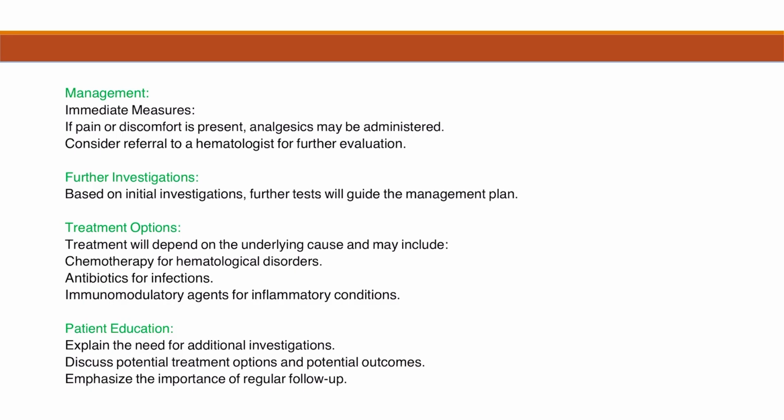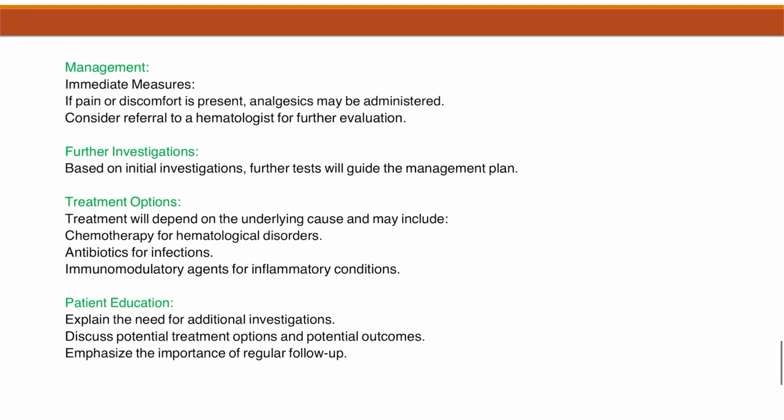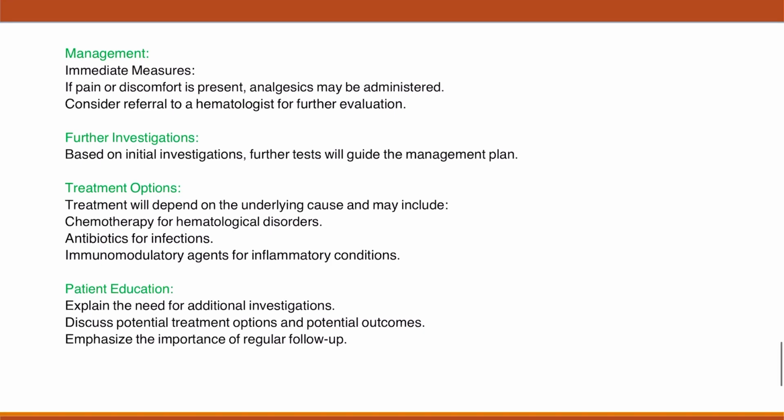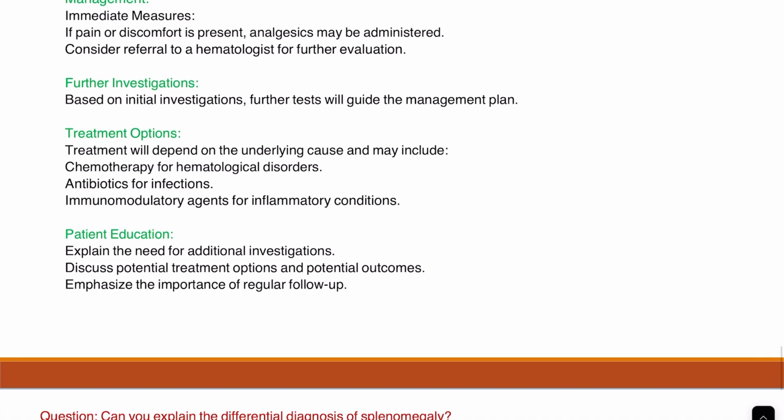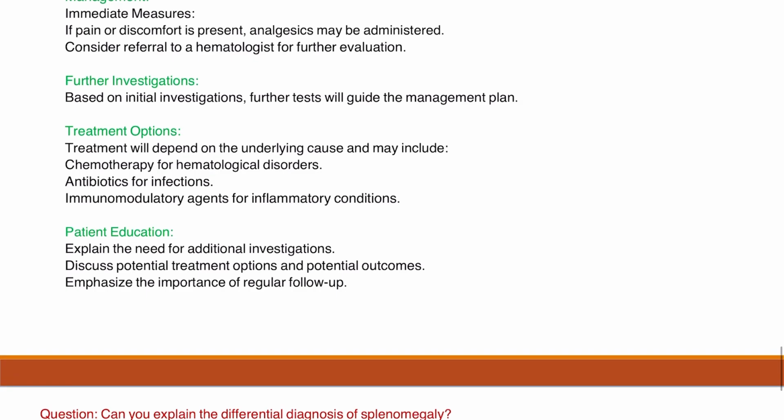So immediate measures: if pain or discomfort is present, analgesics may be administered, and consider referral to a hematologist for further evaluation. Further investigations are based on initial investigation. Further tests will guide the management plan and the treatment options. Treatment will depend on the underlying cause. May include chemotherapy for hematological disorders, antibiotics for infections, or immunomodulatory agents for inflammatory conditions.